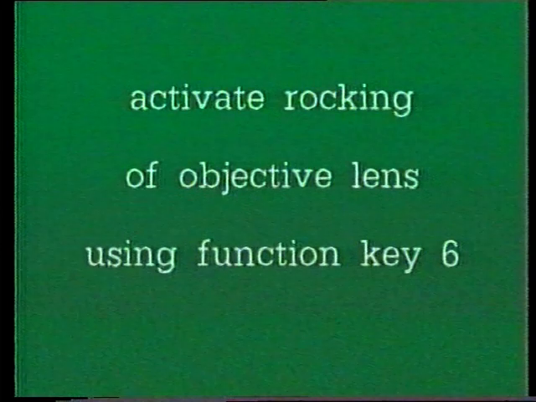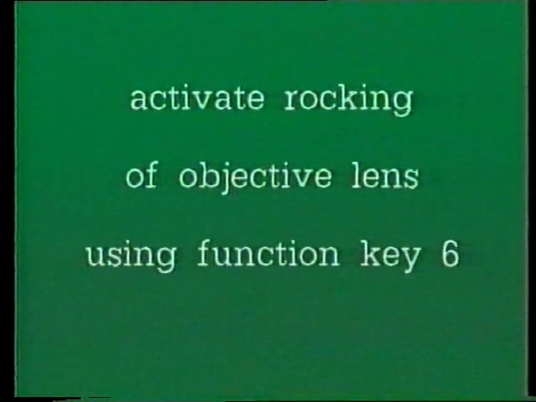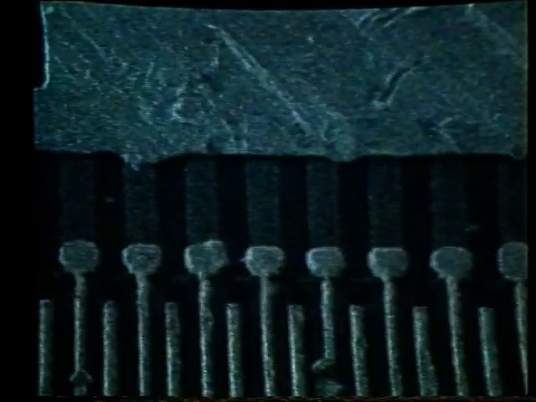To do that, we will go back to a magnification of 2000. Striking function key number 2 will again take us out of the condenser lens rocking. Activate magnification, enter a value of 2000. We can now activate the rocking of the objective lens using function key number 6. We see that most of the movement here is in the Y direction.